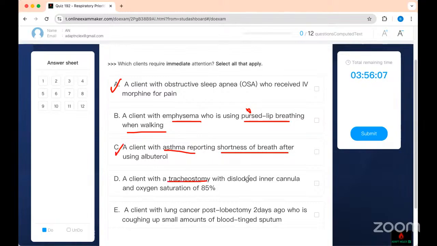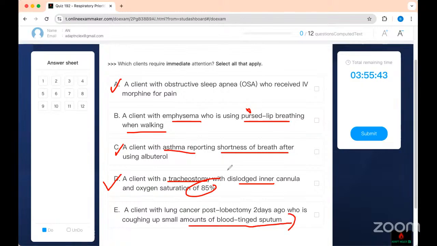I have a tracheostomy and it came out. My sat is 85. That means I'm desaturating. You should see this patient. I have lung cancer and they removed a portion of my lobe, and when I cough, there's blood in it. It's expected, right? A small amount of blood and thin sputum when you have lung surgery is okay.